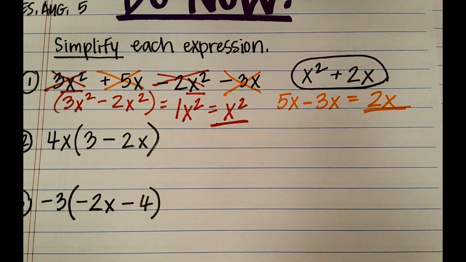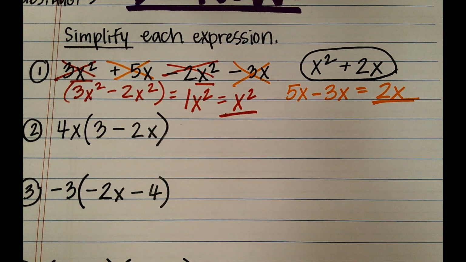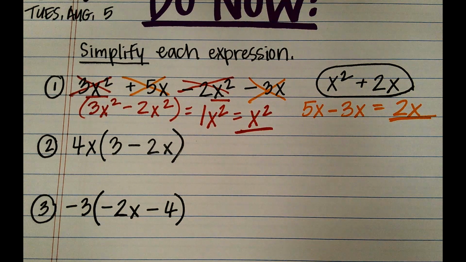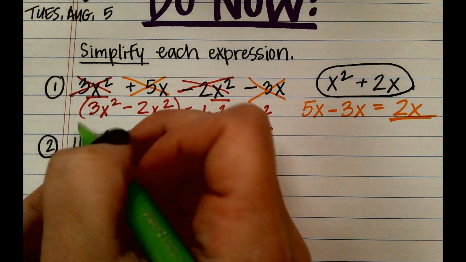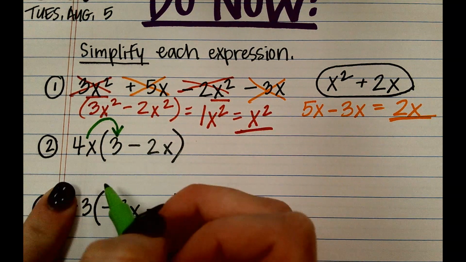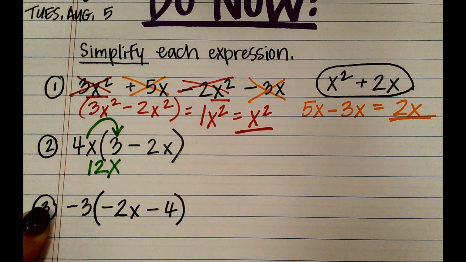Remember, stop me if you want a little help. You ready for number 2? Did you have a question? Yeah, go ahead. Number 2. Oh, number 2. You want to answer it for me? Okay, so what do you do for number 2? How'd you start that? 4x times 3. Ooh, 4x times 3, which is, you said 12x? Yes. Perfect. 12x.